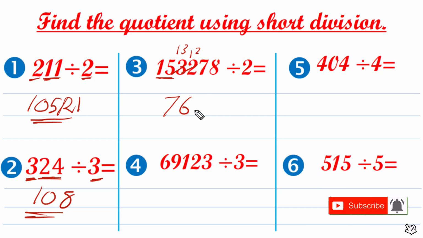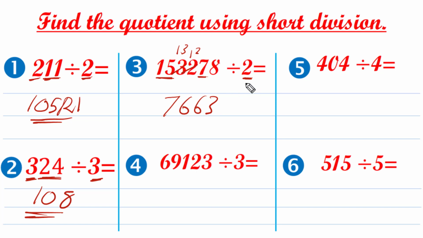12 divided by 2 equals 6. It will be the same. Now 7 divided by 2 equals what? Yes, equals 3. 3 times 2 equals 6. The remainder will be 1. Cut 8 and write 18. 18 divided by 2 equals 9.